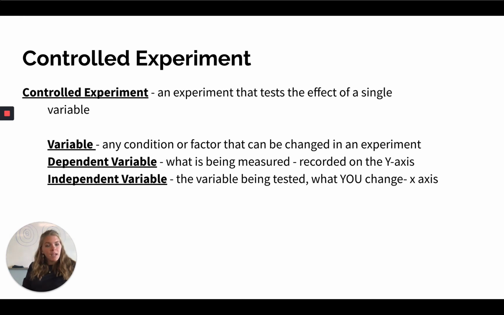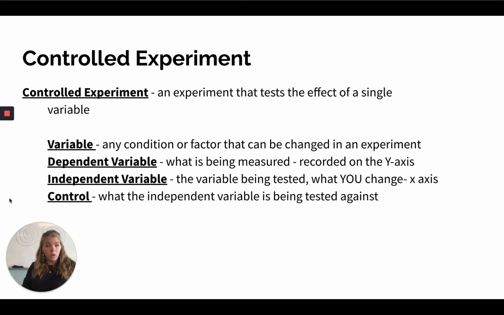So the dependent variable depends on the independent variable. You're changing the independent and measuring the dependent. So our dependent goes on the y, independent goes on the x.